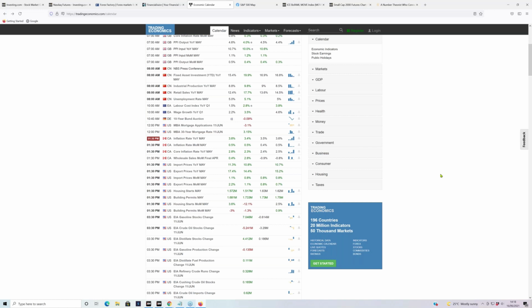This is an economic calendar. It's from Trading Economics. And as I said in the previous session, you really don't have to be an economist to understand this stuff. It's not as complex as you think it may be, but it's really important because traders and investors fixate on this data, and it's knowing what data is more important.